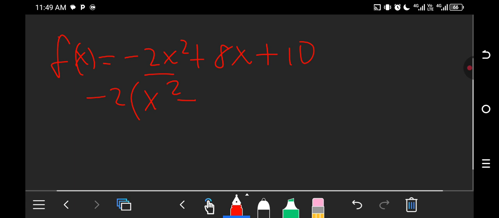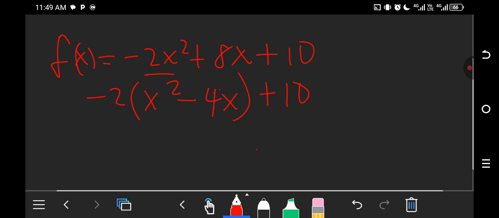Then this will be minus, what is 8x divided by negative 2? It will give me negative 4. So this is negative 4x, okay? Then plus 10. At this point now, I'll find what is half of b. So half of b, meaning what is half of negative 4? Half of negative 4 is just negative 2.